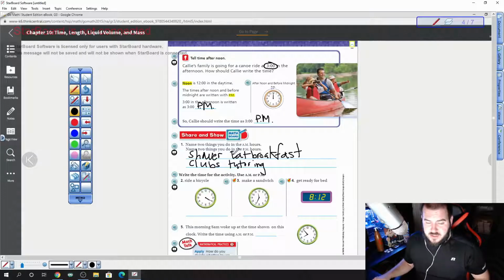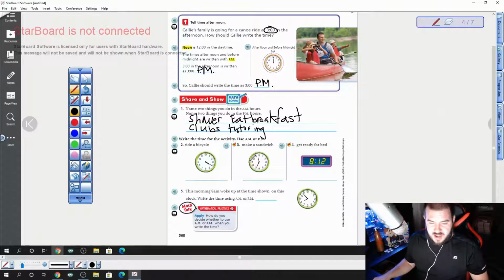All right. Number 2, we're going to write the time and use AM or PM. So we are going to write the time. I'm looking at number 2. I notice the hour hand is after the 4, but not to the 5 yet. And we're going to count by 5 till we get to the 4. 5, 10, 15, 20. It's right on the 4, so it is 4:20. And if we're riding a bicycle, that'd be something we're doing in the afternoon.